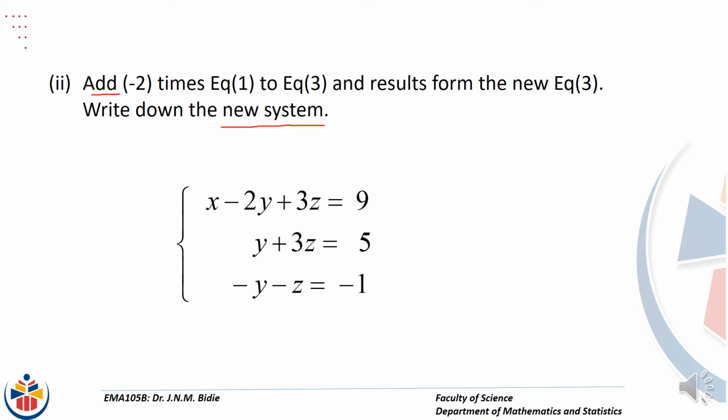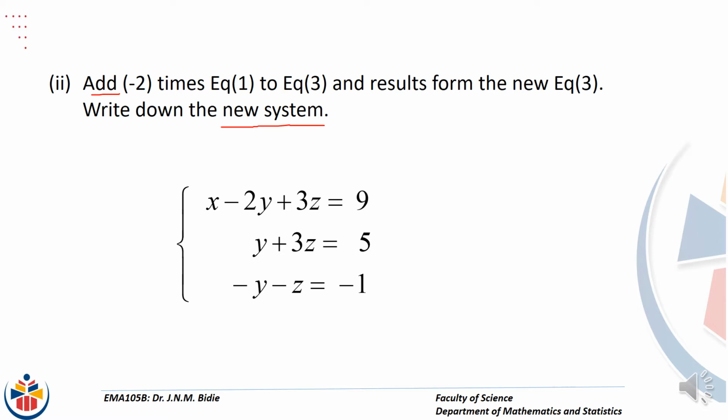The next step is to eliminate negative y from the third equation. Remember, what we want is a triangular form where the first equation has got x, the second equation does not have x, and the third equation does not have x and y. The only way to eliminate y in the third equation is to add equation 2 and equation 3, and then you replace your answer as equation 3.